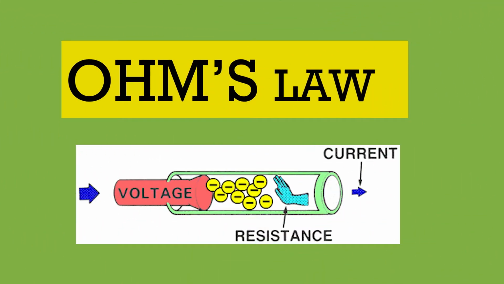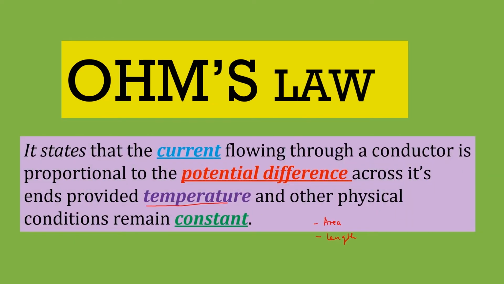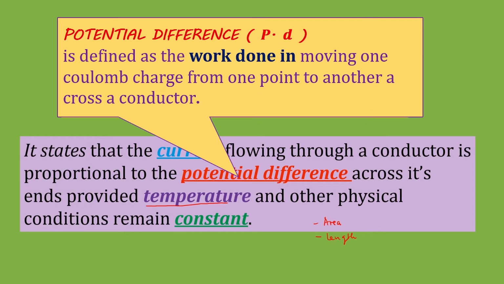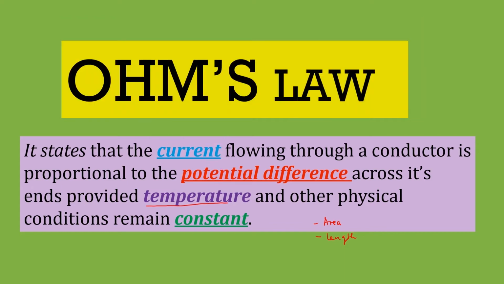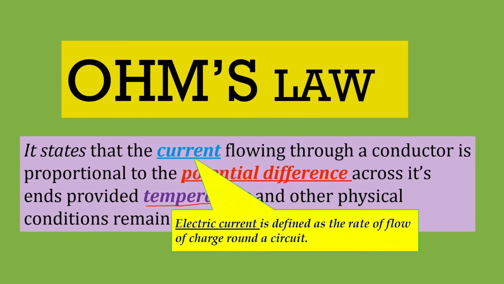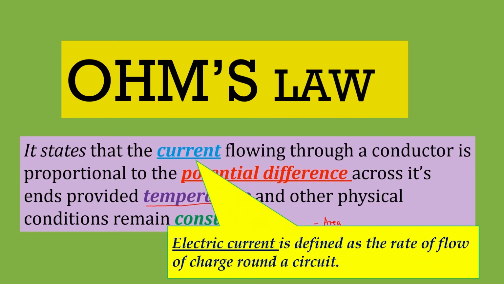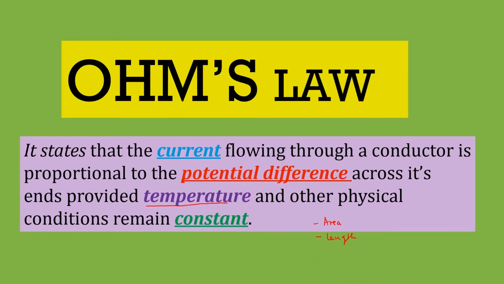In the previous lesson, we introduced Ohm's law, that relationship that relates the current and the PD discovered by Simon Ohm. And we said that Ohm's law states that the current flowing across the ends of the conductor is directly proportional to the potential difference across its ends, provided temperature and other physical factors are kept constant.